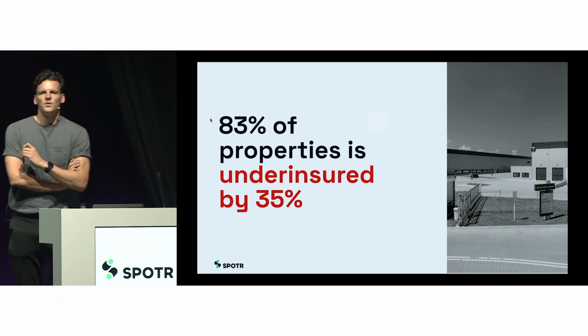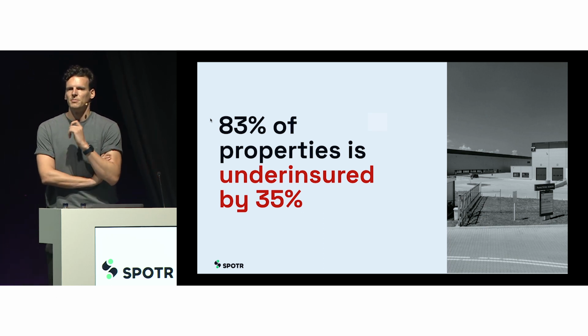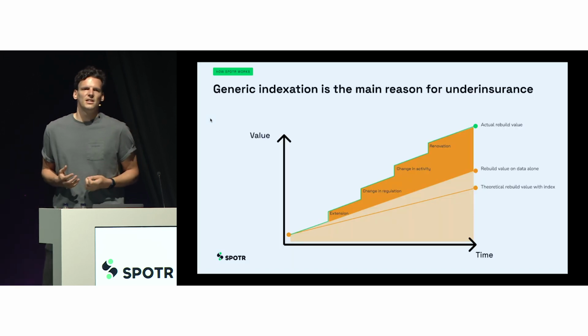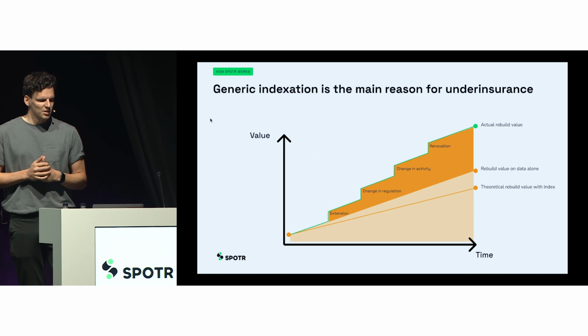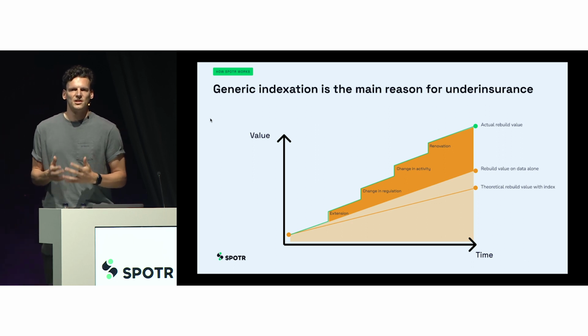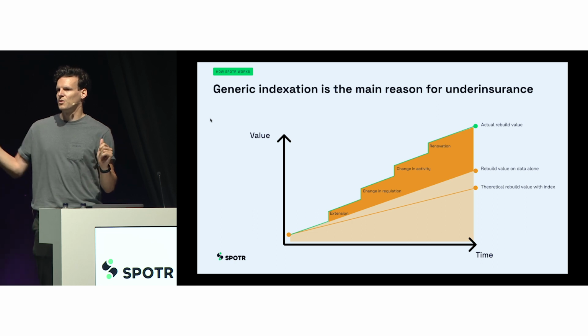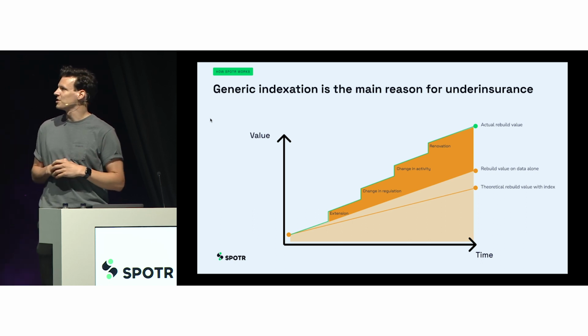At the moment, 83% of properties are underinsured by 35%. And of course, the big reason behind this is general indexations. A typical general indexation of 3% across the entire portfolio just doesn't cut it. It led to the 83% underinsurance that we just saw.